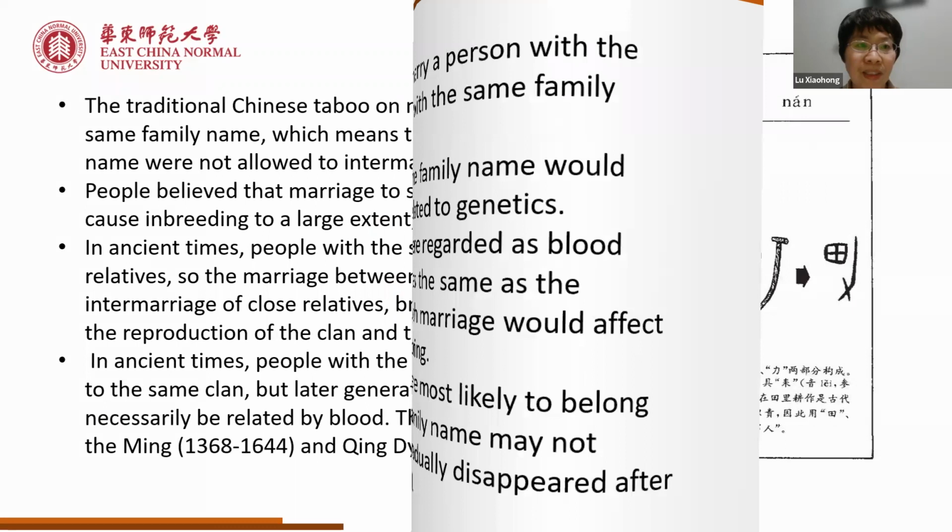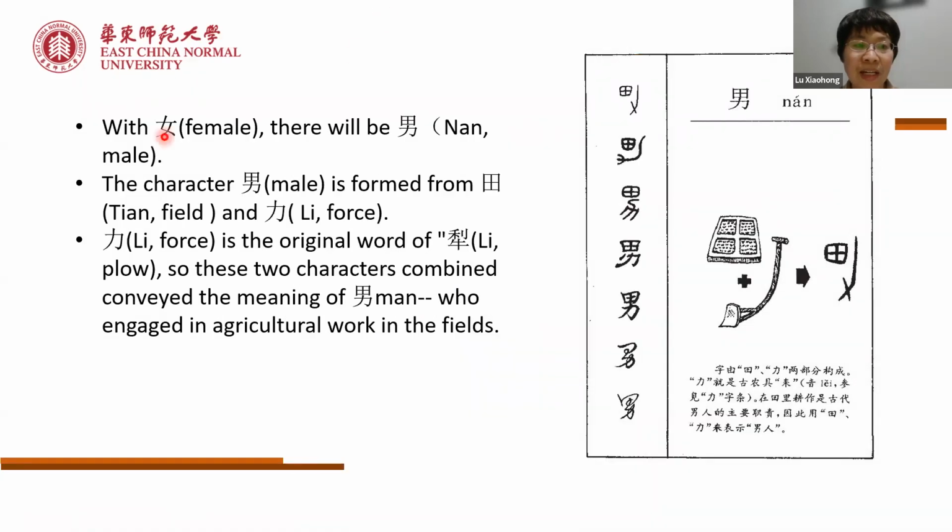So with the woman, 女, female, of course, there will be man, male. So the character male is formed from tian, which means field, and li, which means force. So this is the word nan. Nan means male. So the upper part is tian, meaning field. The lower part is li. Yeah, the literal meaning is force.